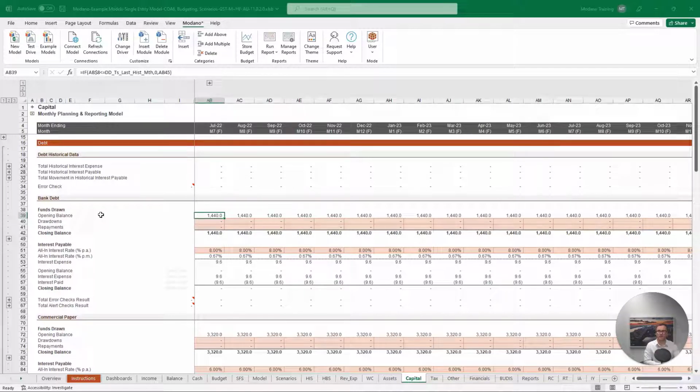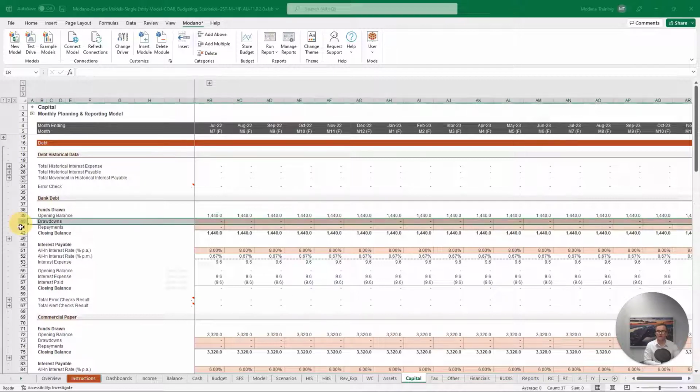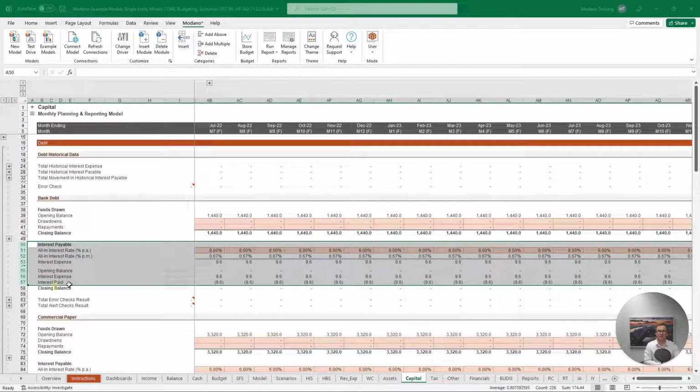When looking at our analysis, we can see that we have our drawdowns and repayments at the top of our debt facility, this being our return of capital. Below this, we then have our interest payable and paid calculations, this section then being our return on capital.